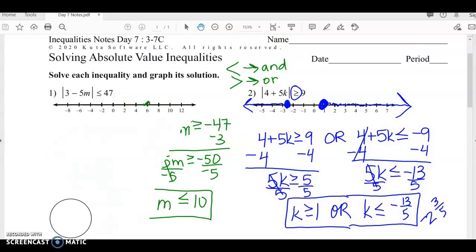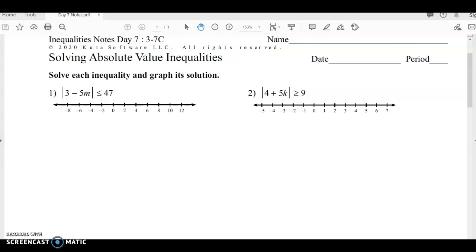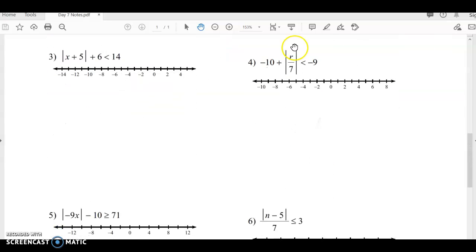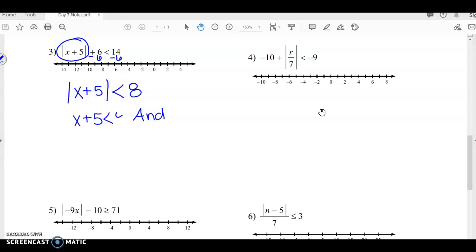Okay, let's keep on going. So on the next problems, you're going to have to get that absolute value alone first before you start breaking it apart. So like on number 3, the absolute value is not alone because of the plus 6. So to get rid of a plus 6, we would subtract 6. So then we're at the absolute value of x plus 5 is less than 8. Break it apart. Less than, and. So we have x plus 5 is less than 8, and then x plus 5 is greater than negative 8.